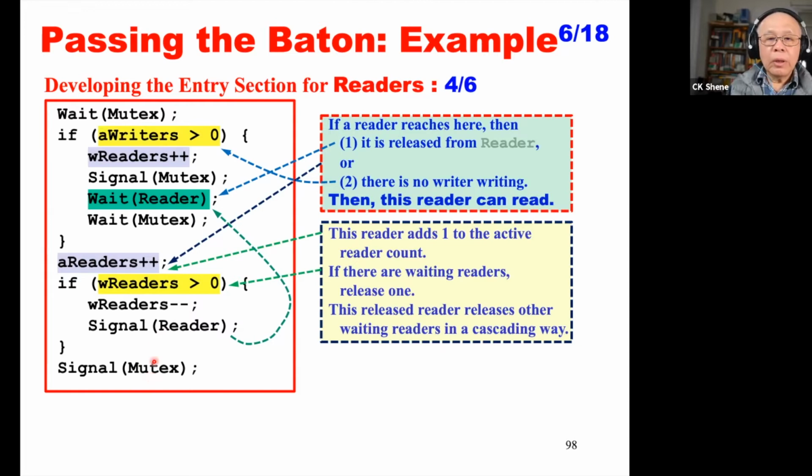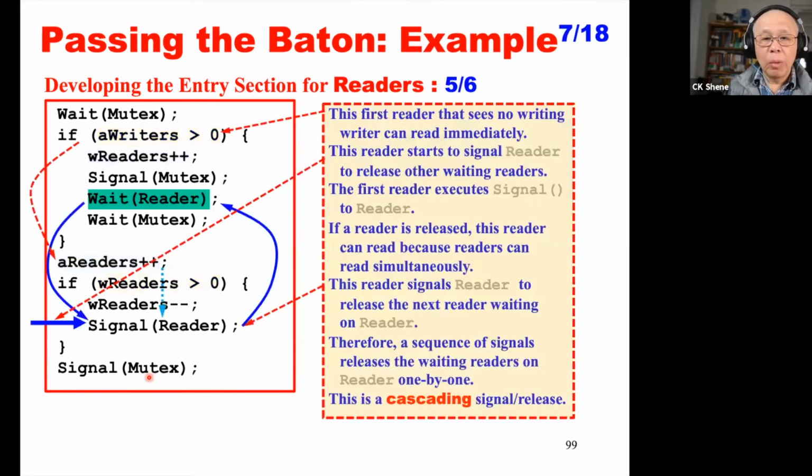So once this reader exits, the released reader from the reader semaphore gets the mutex. And then it does everything and then releases the next one. The next one cannot continue until this one exits by calling the signal. So this is a key component. We will explain it more here.